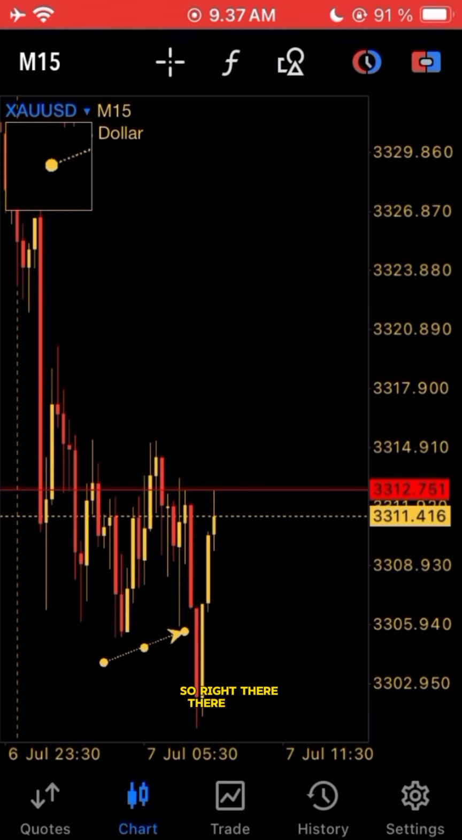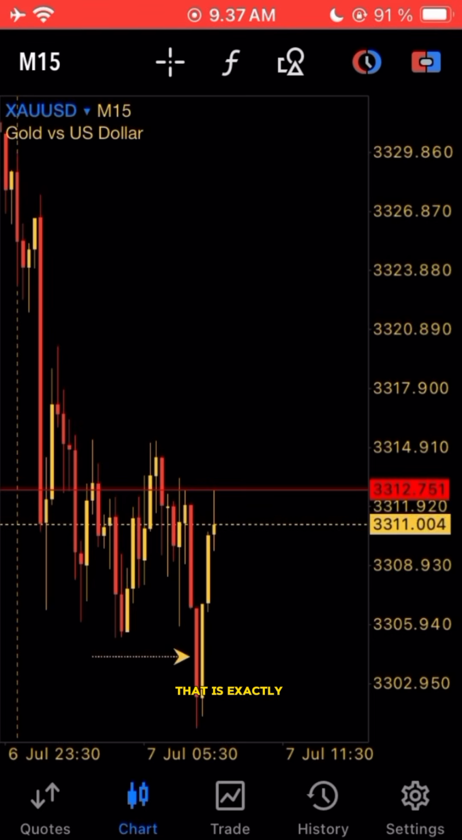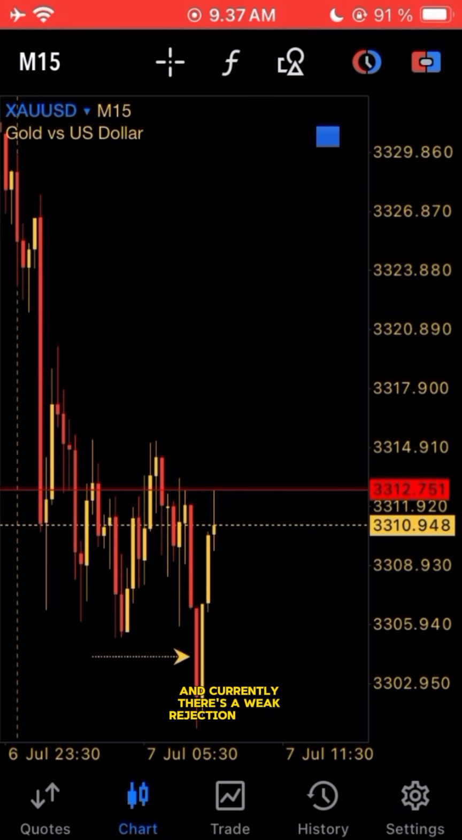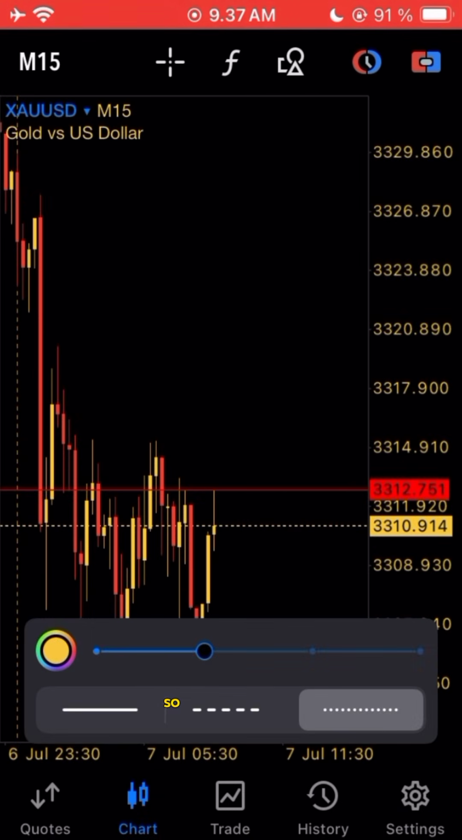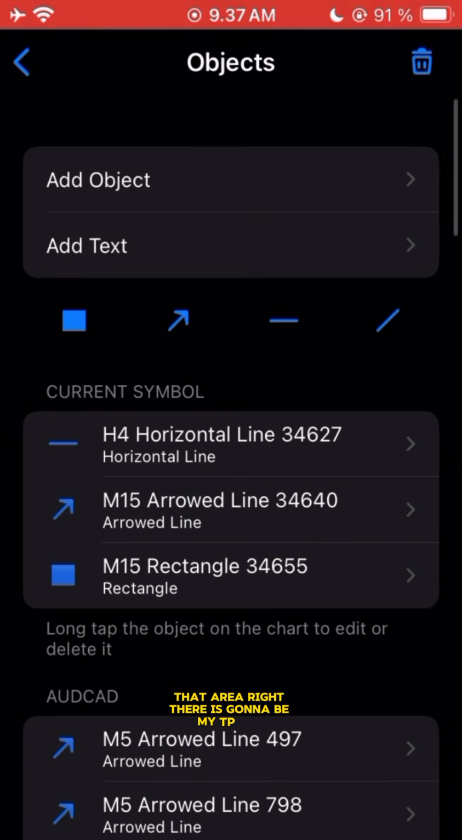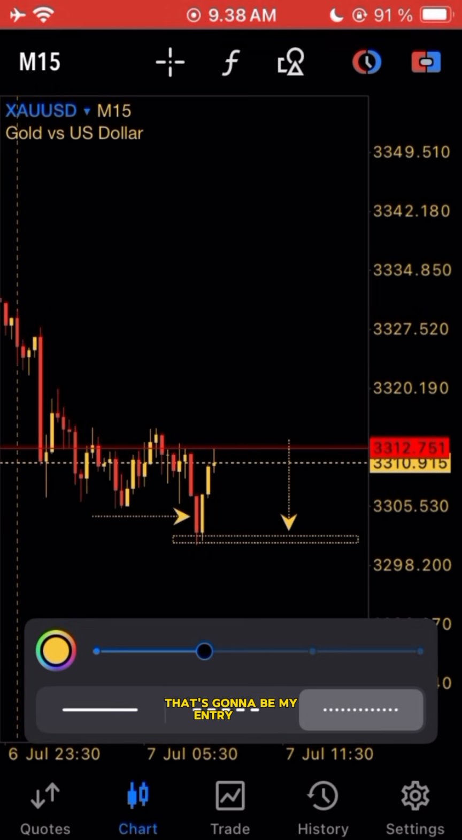Right there was a change of trend, which means the market is going to go down. That is exactly what this is telling us right now. Currently there is a weak rejection on this area, so that area is going to be my TP, and that's going to be my entry.